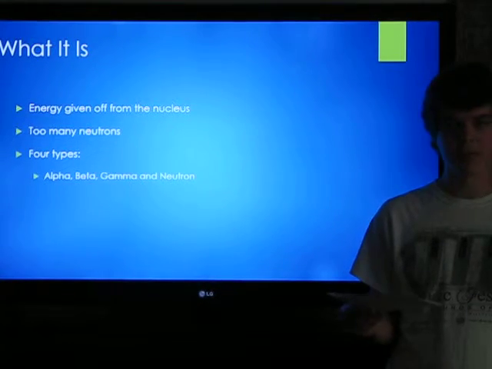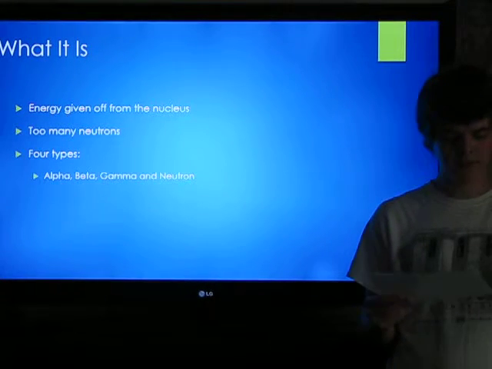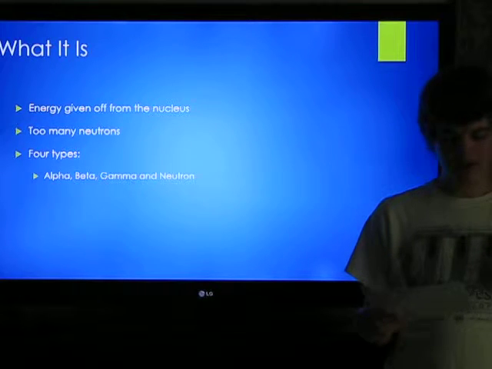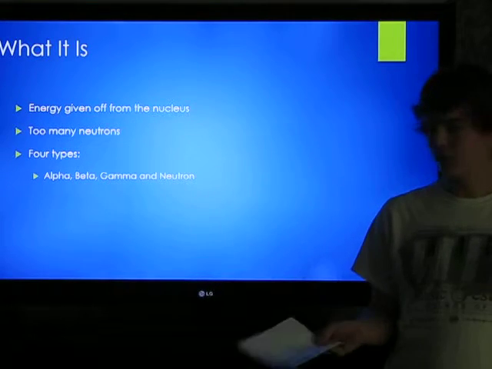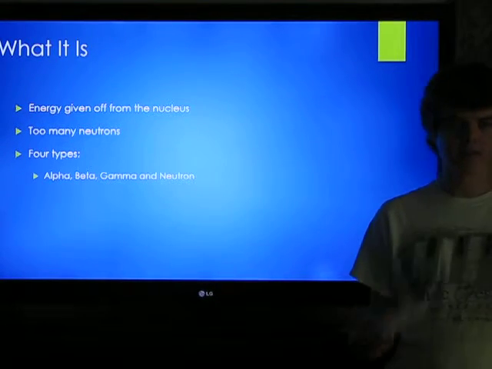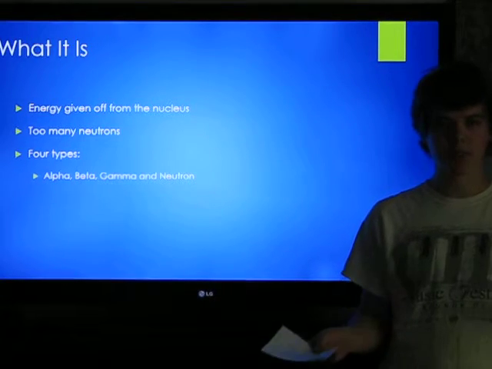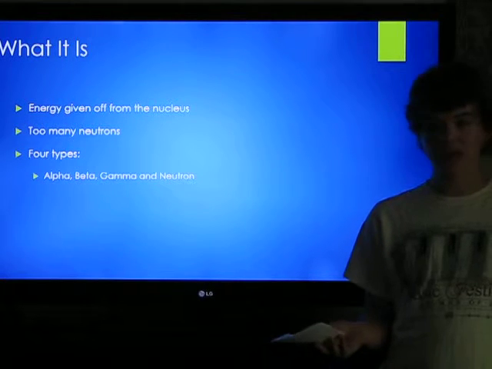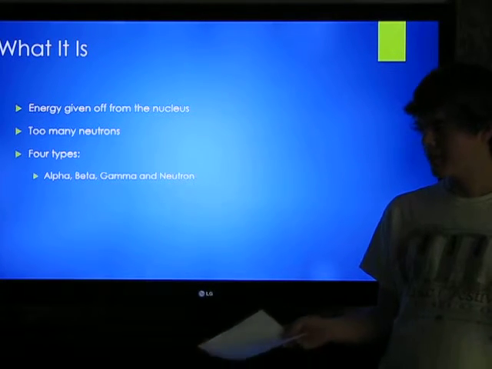There are 4 different types of radiation: alpha, beta, gamma, and neutron. Alpha, beta, and neutron are particles. They have mass and they have kinetic energy that they impart to materials. Gamma is essentially just like photons, like light, but at a very, very high energy.